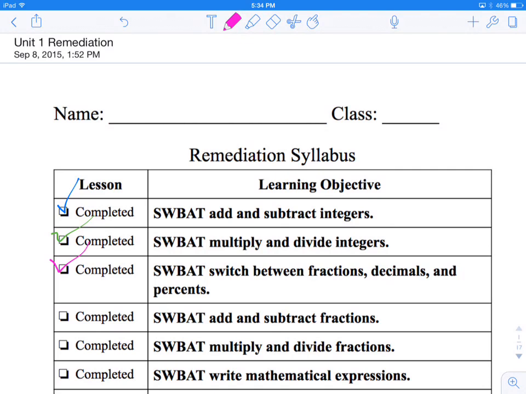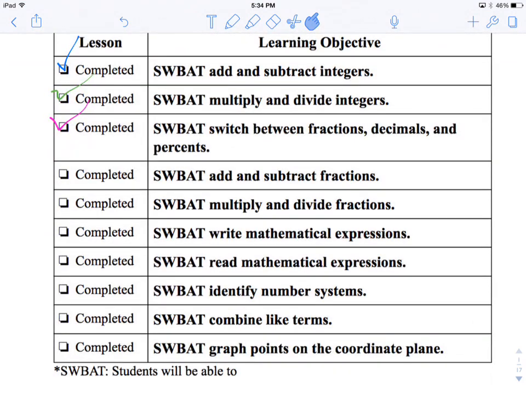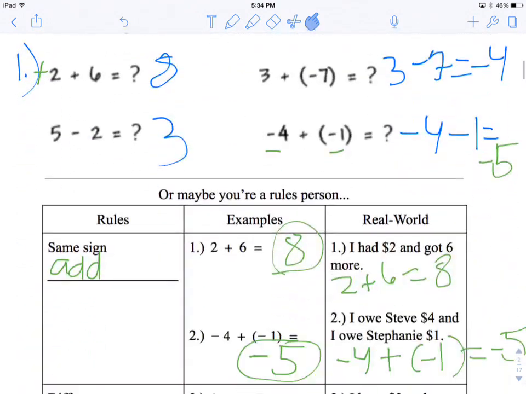This one is switching between fractions, decimals, and percents, and again, the speed's going to be very quick because you should have already learned how to do this, but rewatch anything you need again so that you're all set. These are all skills that you need to know for the whole rest of the year. So when you're all done, go ahead and check that box. You should be able to convert between fractions, decimals, and percents.